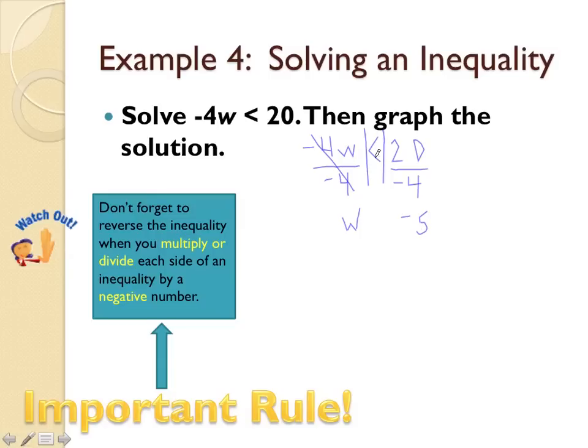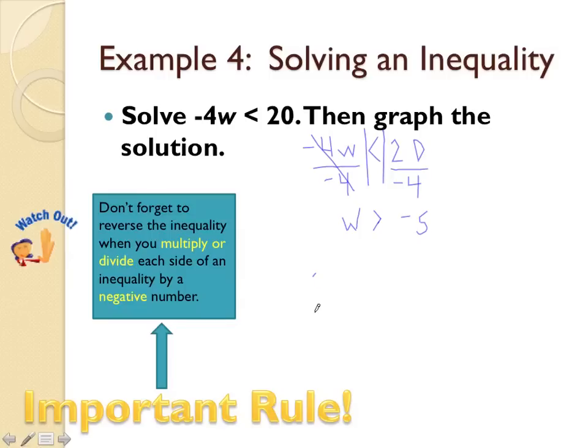And now I have to go to my sign. And this is where this special rule comes into play. When I'm dividing or multiplying by a negative number, I need to remember to flip my symbol around. All right, so the correct answer would be w is greater than negative 5.